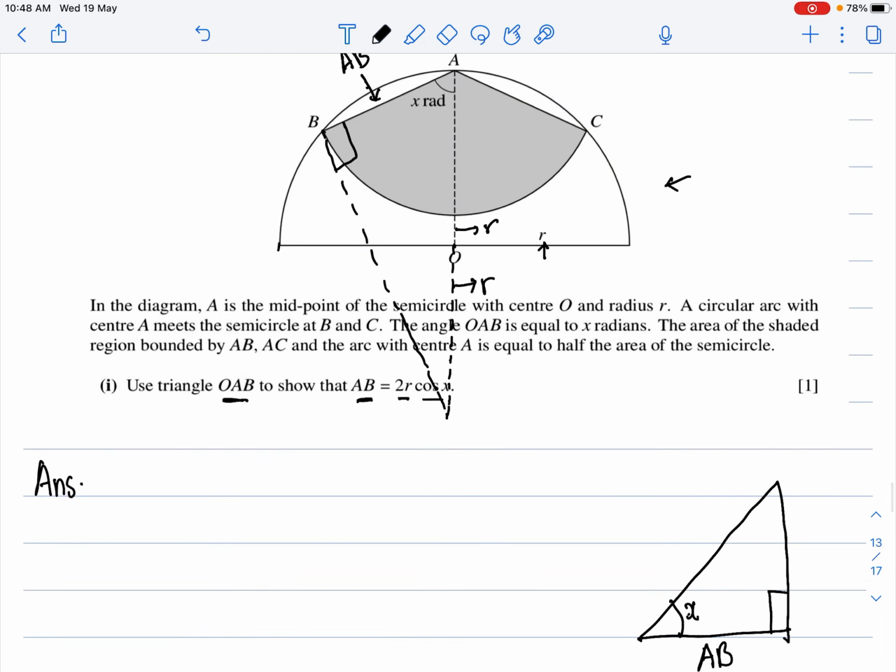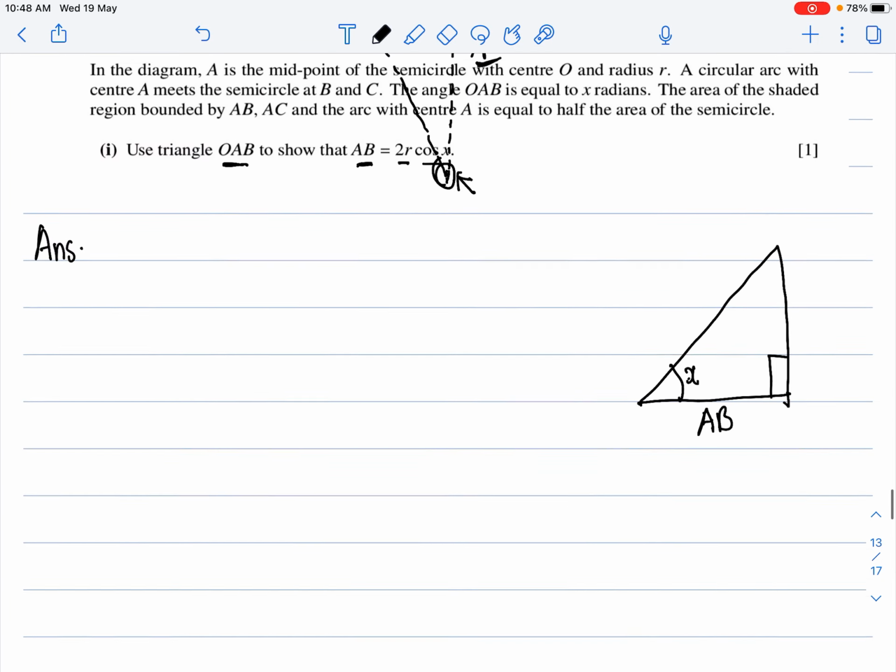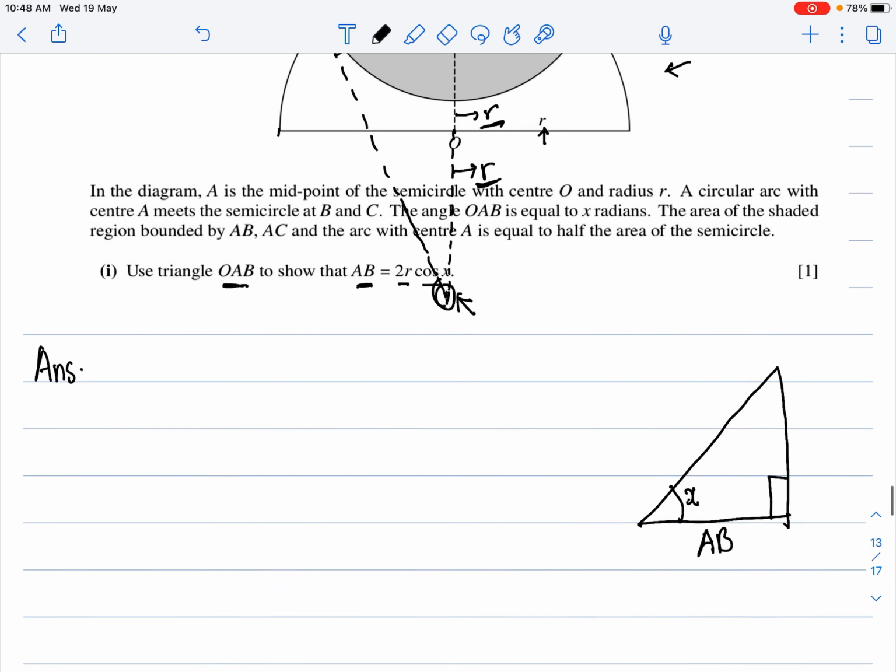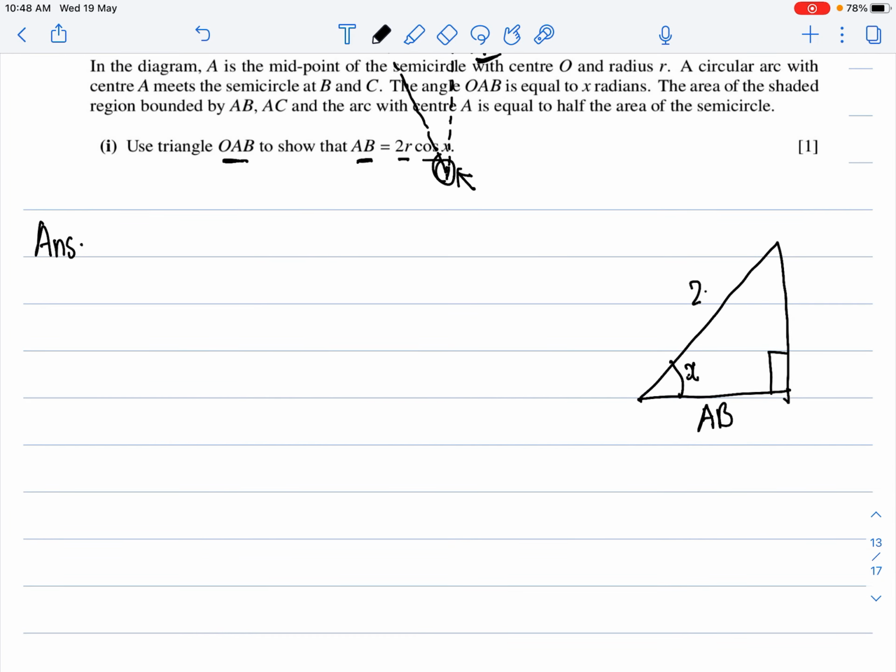I don't know the length here, correct? I can't state that. But I know the length from A to this point here is 2r because of r plus r. So I can state that this point here is simply 2r, my hypotenuse. Got it? So now I know that cos theta is always equal to the adjacent over the hypotenuse.